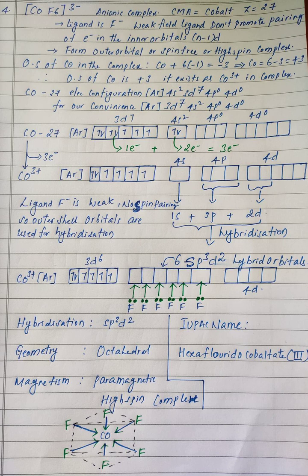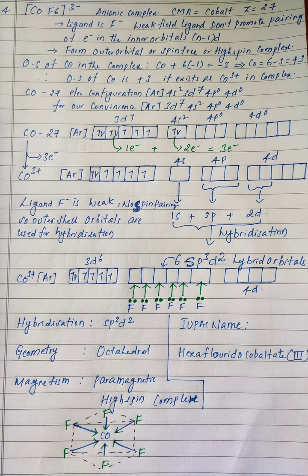For cobalt, whose atomic number is 27, if you write the general electronic configuration by simplifying, considering the nearest noble gas configuration, argon, it will be [Ar] 4s2 3d7 4p0 4d0. For our convenience, we will rearrange this to describe this complex: [Ar] 3d7 4s2 4p0 4d0.